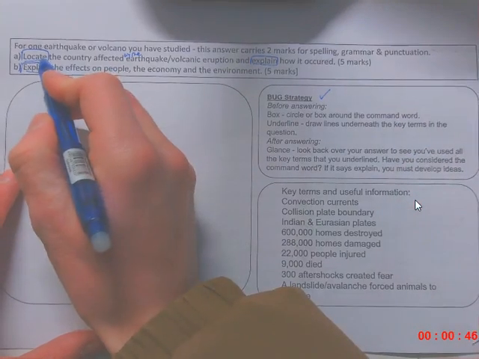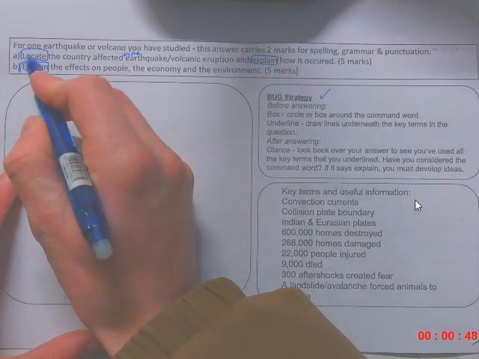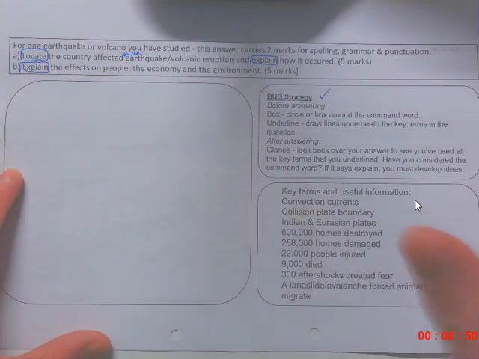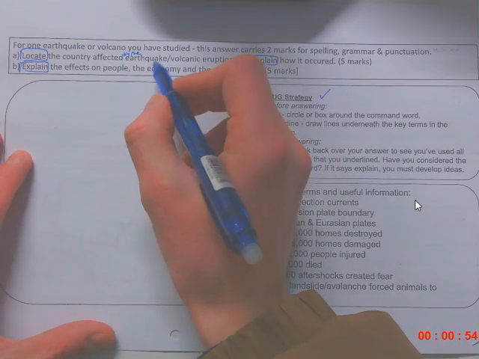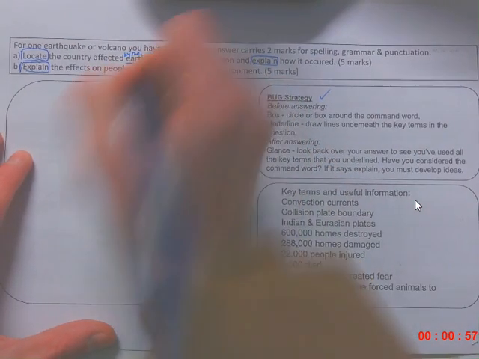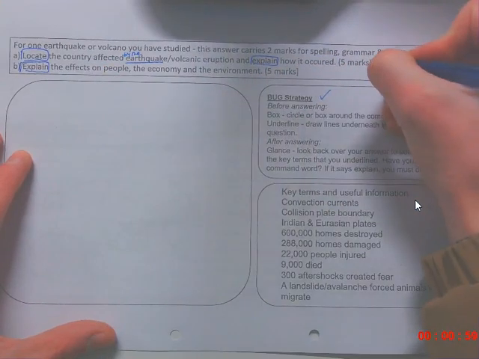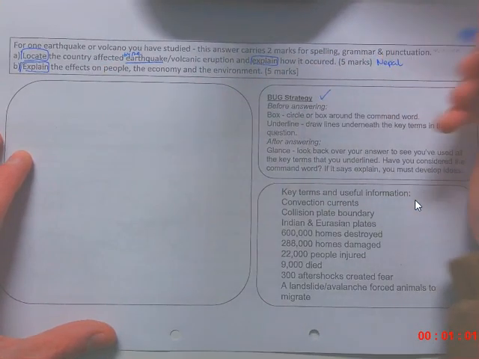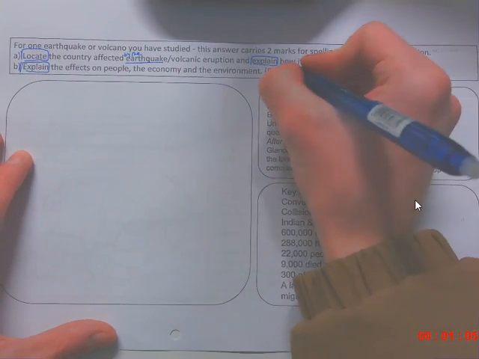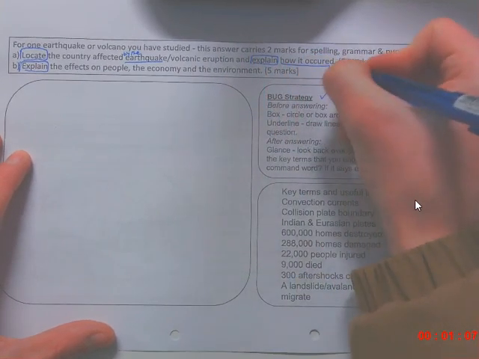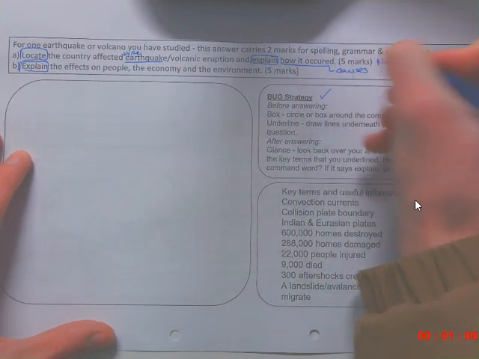So locate, we're going to box that because we need to name and locate the country, so where it is, as well as the country that we're talking about here, affected by the earthquake that we've studied. In this case, this is going to be our go-to here because we've done quite a lot on Nepal, so we can just put that straight next to our question so we don't forget it. And how it occurred, how it happened, what are the causes of this earthquake.